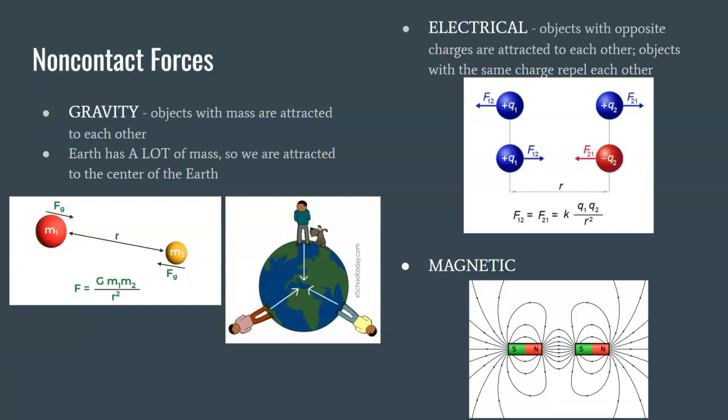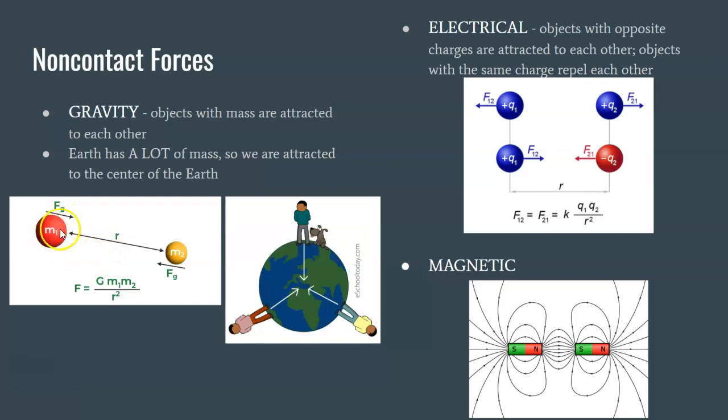So we have gravity. Objects with mass are attracted to each other. You can see in this picture that any person on Earth is going to be attracted to the center of the Earth, because the Earth has so much mass and objects with mass are attracted to each other. This is true for our solar system and many objects really, but the more mass an object has, the easier it is to see that it has a gravitational force.